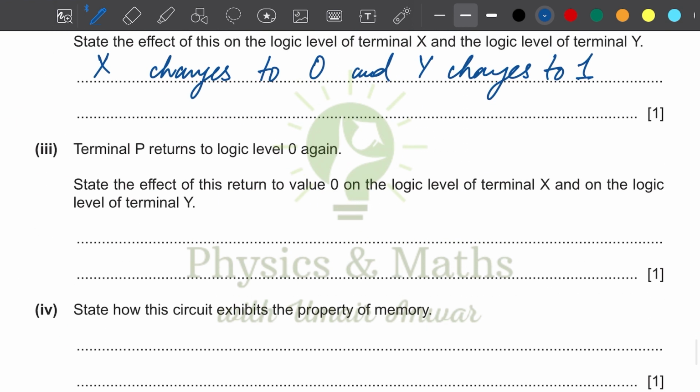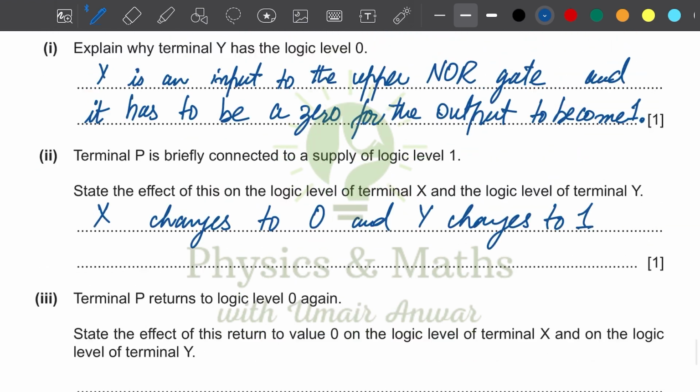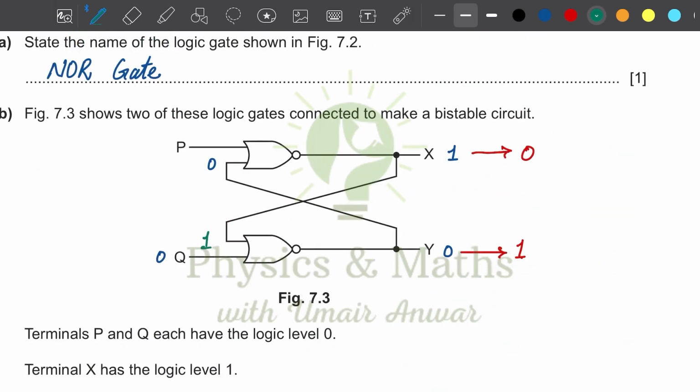The next part says terminal P returns to logic level 0 again. State the effect of this return to 0 on the logic level of terminal X and on the logic level of Y. Now for this part, P again changes to 0. So we have a 0 here at terminal P. Now the other input received by the NOR gate has now changed to 1. So there are two inputs because this output changed to 1. So this would become the input for the NOR gate. And when 0 and 1 are applied at the input, we have the output still equal to 0.